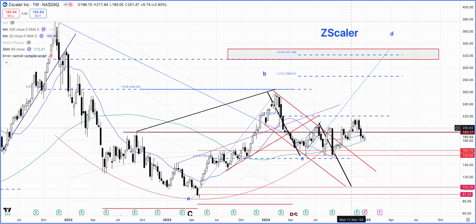The high was 217.84. Even getting above this 220 is positive. Then we can go and try to tackle these highs of 5th February 2024. I'm a little bit surprised, because it's been a pretty volatile stock, but it's held pretty well. So that's an interesting part for Zscaler.